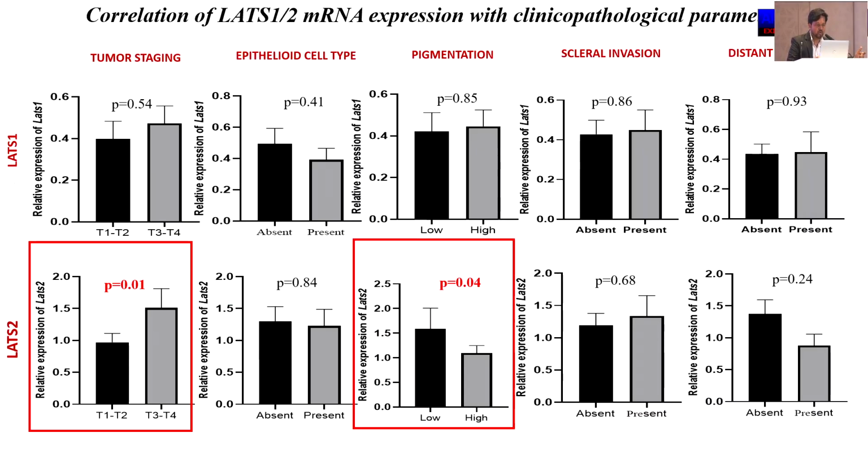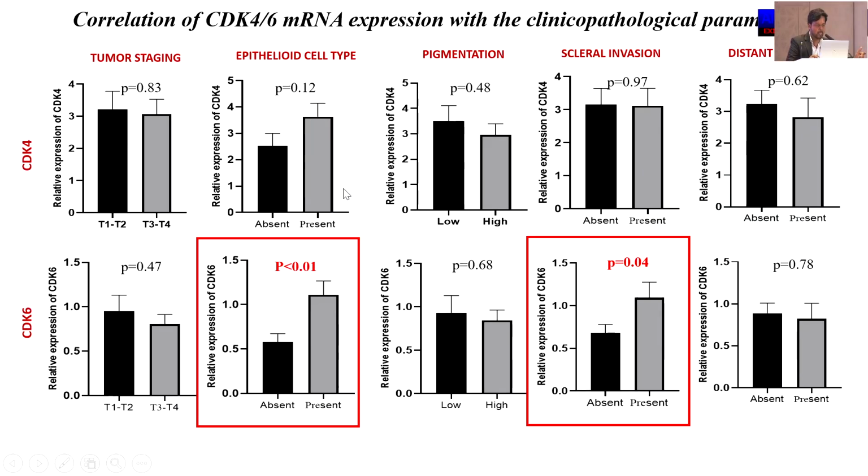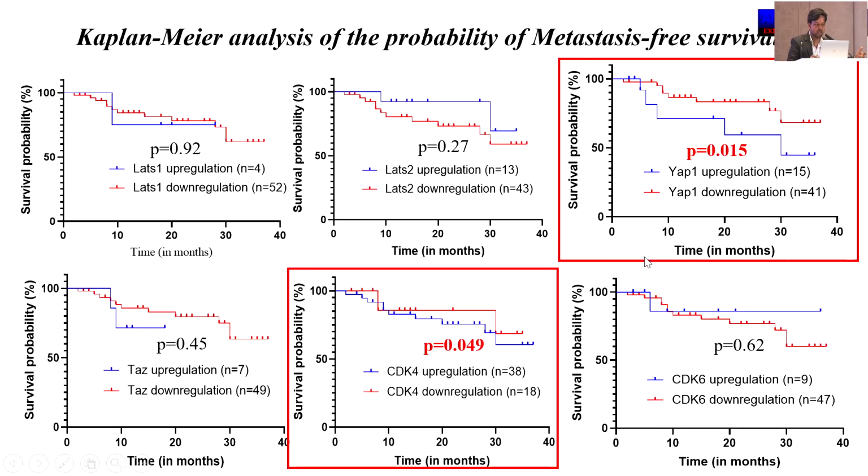So on correlation with clinicopathological parameters, we found LATS2 is significantly associated with advanced tumor staging and high pigmentation. YAP is significant with epithelioid cell type and distant metastasis. CDK6 is statistically significant with the epithelioid cell type, which is a poor prognostic marker, and scleral invasion. And on Kaplan-Meier survival analysis, reduced MFS was observed on upregulation of YAP and CDK4.